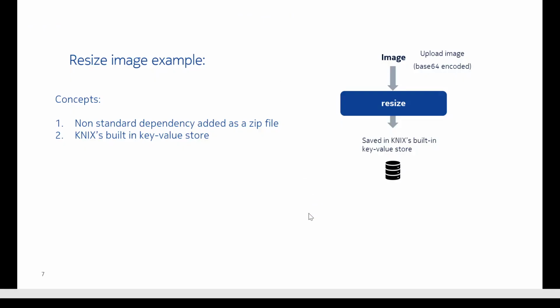So in this example, I showed you how you can create a function with your custom dependency packaged into a zip file. And I also showed you, using this resize imaging example, how you can access the KNIX's built-in key value store.